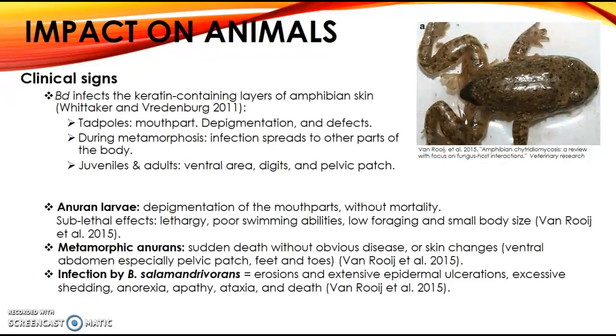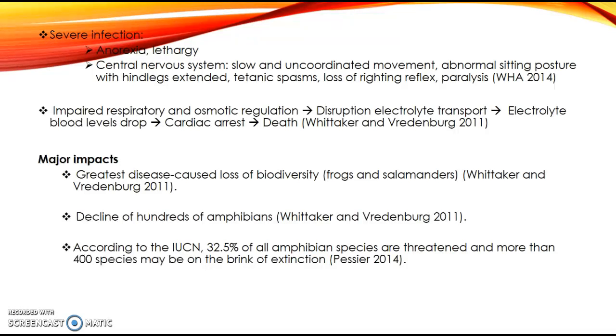Now, in infection by B. salamandrivorans, there are erosions and extensive epidermal ulcerations, excessive shedding, anorexia, apathy, ataxia, and death. When there are severe infections, there can be anorexia and lethargy, and central nervous system signs, which include slow and uncoordinated movement, abnormal sitting posture with hind legs extended, tetanic spasms, loss of righting reflex, and paralysis.